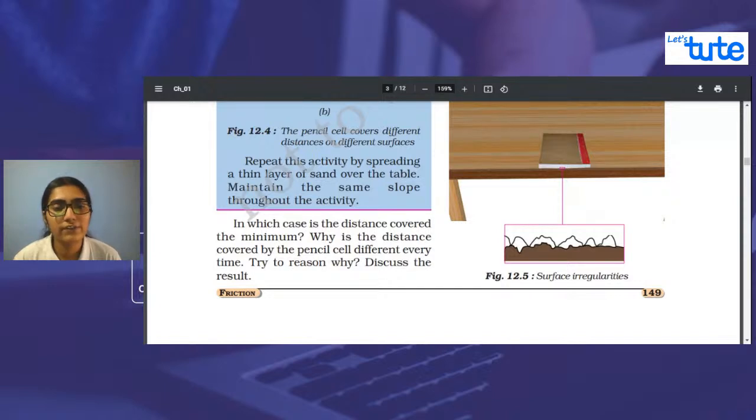So, friction, if someone questions you, why does friction occur? You all can write it. Friction occurs if the surfaces are irregular. If the surfaces are irregular, then friction occurs.